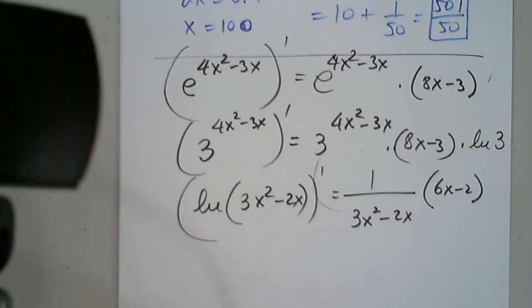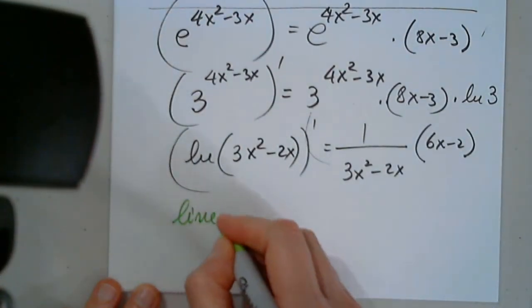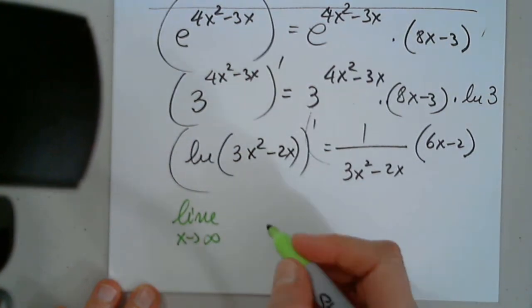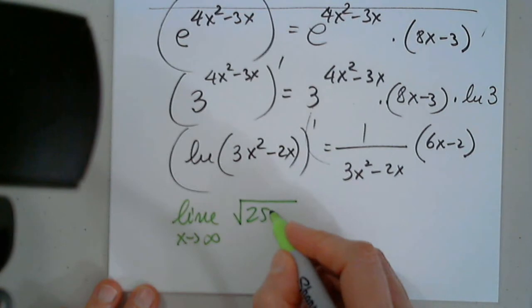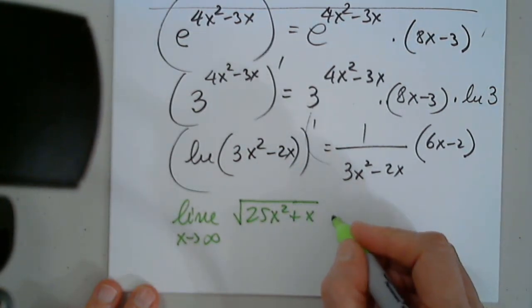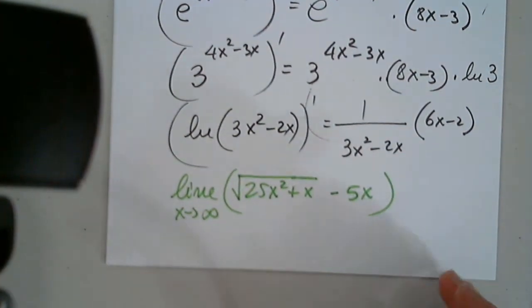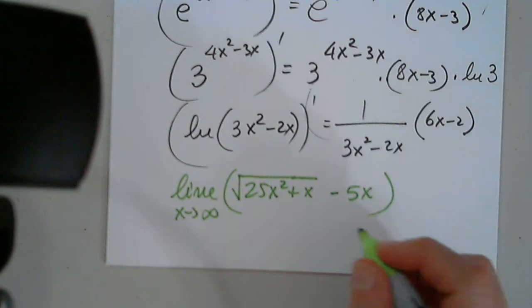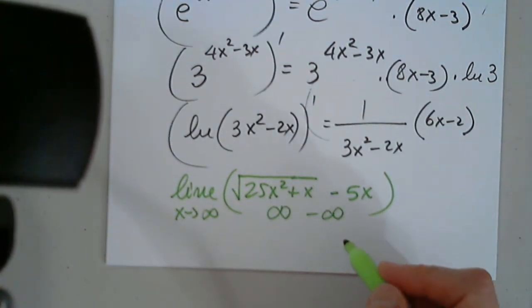Yes, I'm ready. So what's the limit at infinity? It's the square root of 25x squared plus x, and then outside of it is minus 5x. Like this. Yes. Perfect. So if you remember, this is what we did last time also. This is infinity minus infinity.